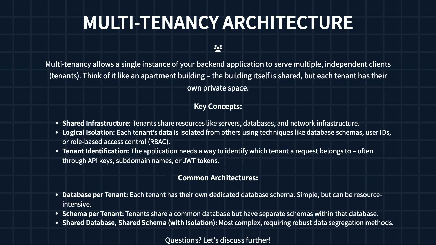The core idea is to share infrastructure while making sure each tenant's data stays completely separate. We need ways to identify which tenant a request belongs to, often through things like API keys or unique identifiers. There are a few different architectural approaches, from having dedicated databases for each tenant all the way to sharing a single database with careful data segregation strategies. Want to dive deeper into any of these?